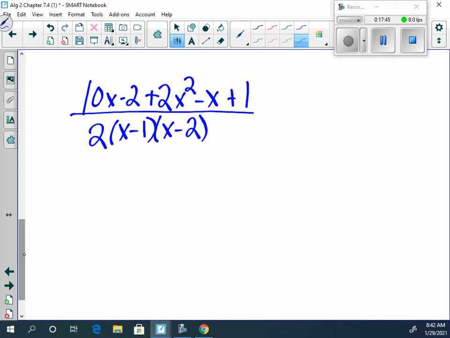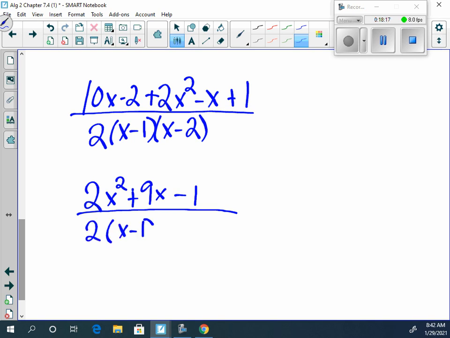Any questions on how we got to this point here before we start combining like terms? Okay. Now, we're going to combine like terms and write it in order of degree. So 2x squared would go out first. Now 10x minus x would be plus 9x. Negative 2 plus 1 would be minus 1. And this is it here.